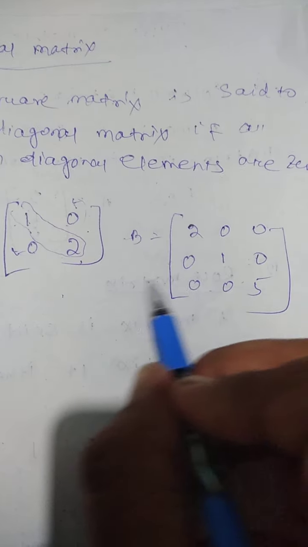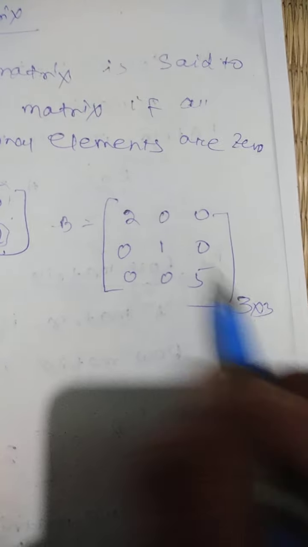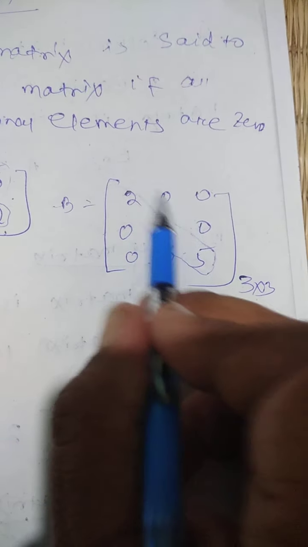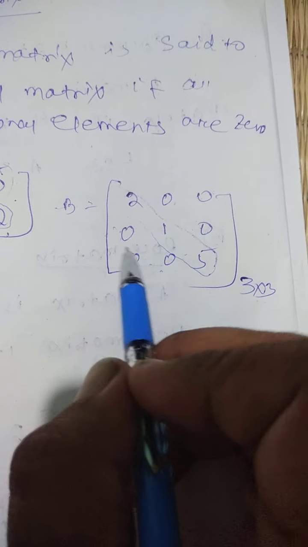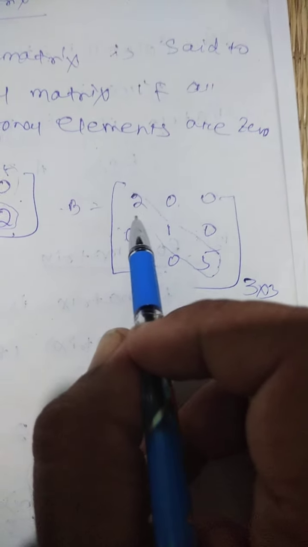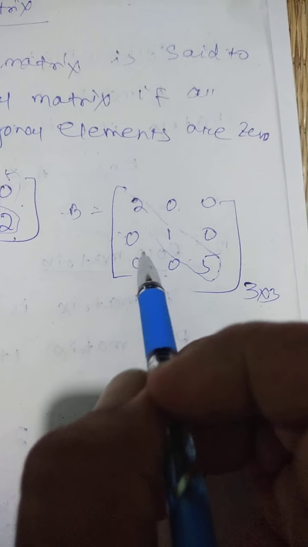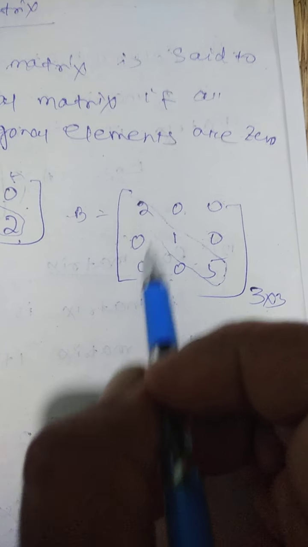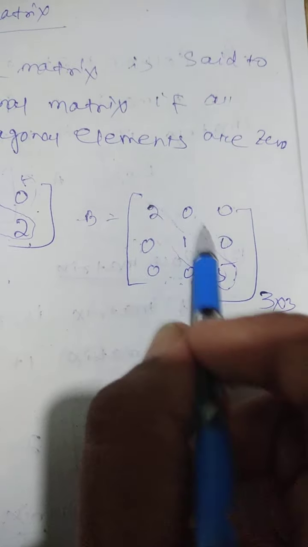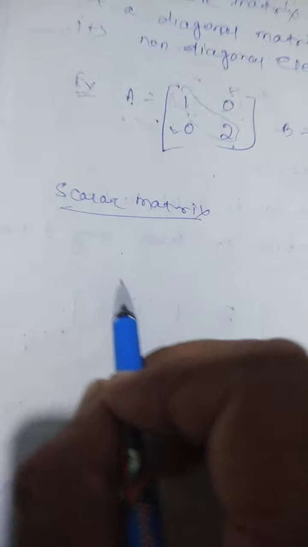See here, this is a 3 cross 3 matrix. This is also a square matrix of 3 cross 3. So this is the diagonal, these are the diagonal elements and these are the non-diagonal elements. These non-diagonal elements are 0. Any square matrix with non-diagonal elements 0 is known as a diagonal matrix. There will be some values in the diagonal elements. Clear?